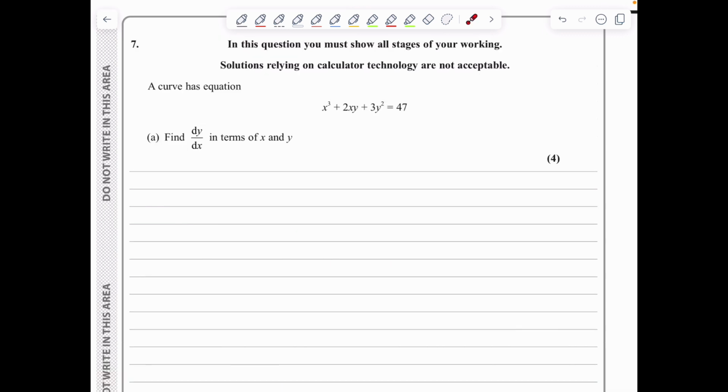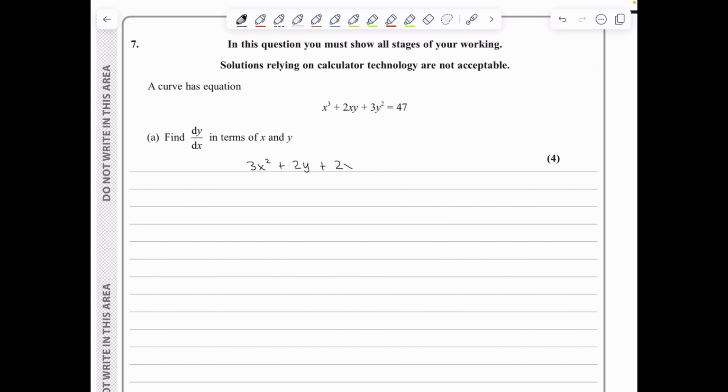In question 7, we've got the curve here defined implicitly, and we need to find dy/dx in terms of x and y. So we need to apply implicit differentiation here, which simply means differentiate from left to right, applying all rules as usual. If you happen to differentiate a term in y, you put the dy/dx term as well. So the derivative of x cubed is simply 3x squared. And then I apply the product rule on 2xy. The derivative of 2x is 2, and I keep the y.